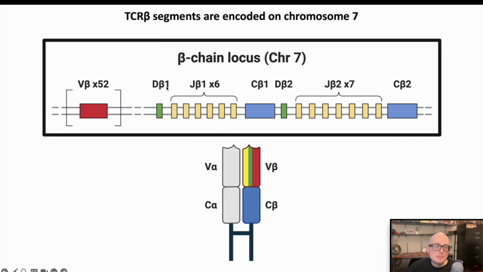And if, for example, the cell ends up using D beta 1, it will only use this first set of 6 J segments to recombine with. And it'll use a constant segment known as constant beta 1 because it is immediately downstream. In contrast, if it uses D beta 2, it will only use these downstream J segments.